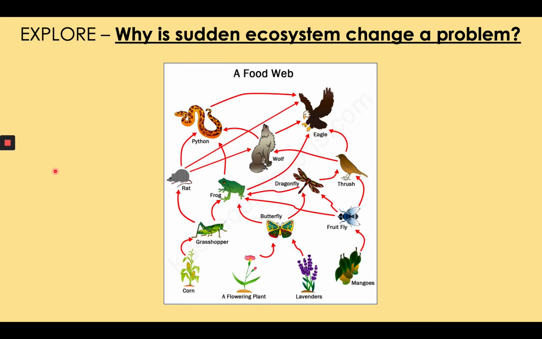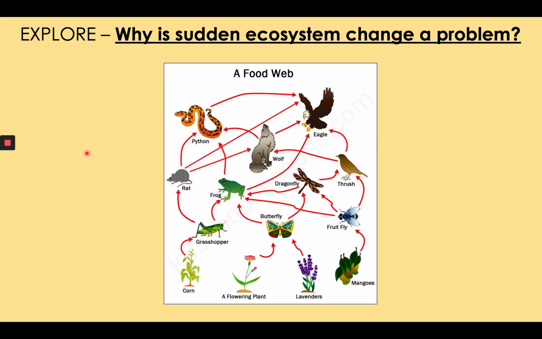Overall, let's look at this food web, which I introduced to you last lesson. So why is ecosystem change, when it's very sudden, a problem? In a food web, the population of the different organisms is delicately balanced, which means they're stable populations. None of the species are increasing or decreasing in population too much. And that creates a healthy ecosystem with a high biodiversity.